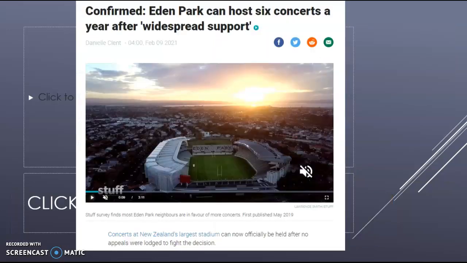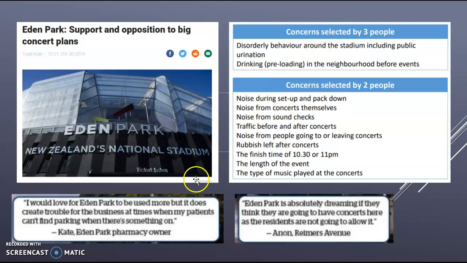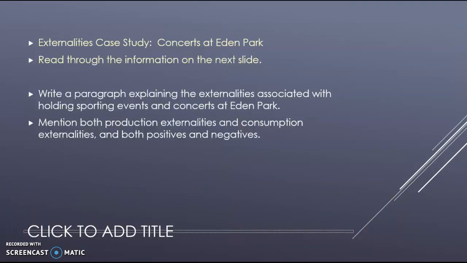Now, just a couple of weeks back, a decision was made by the council to allow Eden Park to have 6 concerts a year. So they've basically decided that the positives, the positive side effects, outweigh the negative side effects in allowing that to happen. So your task, if you want to just read through here, and if you can click on these articles for a bit more information, and then to write a good paragraph explaining the externalities involved with having concerts at Eden Park.